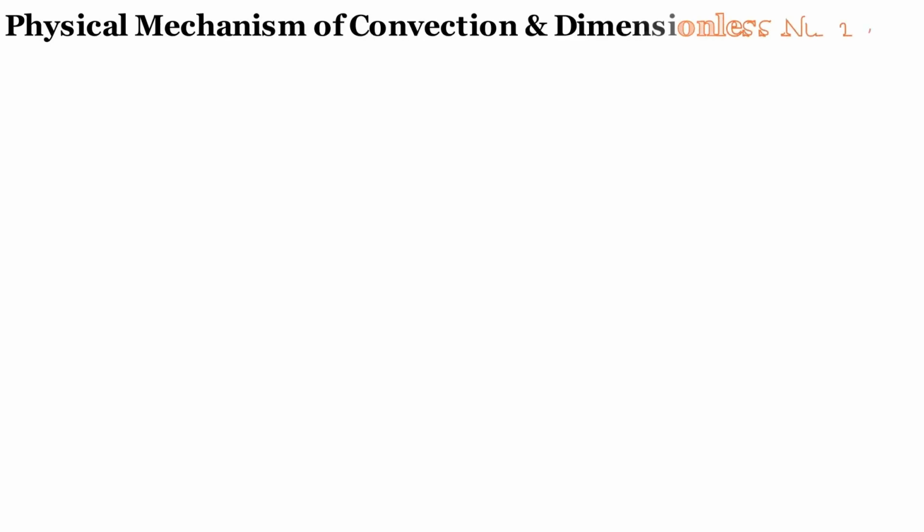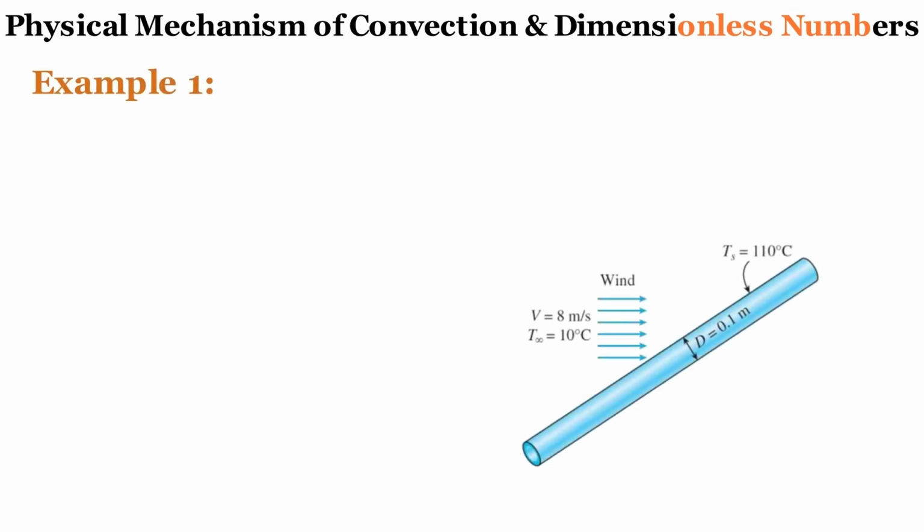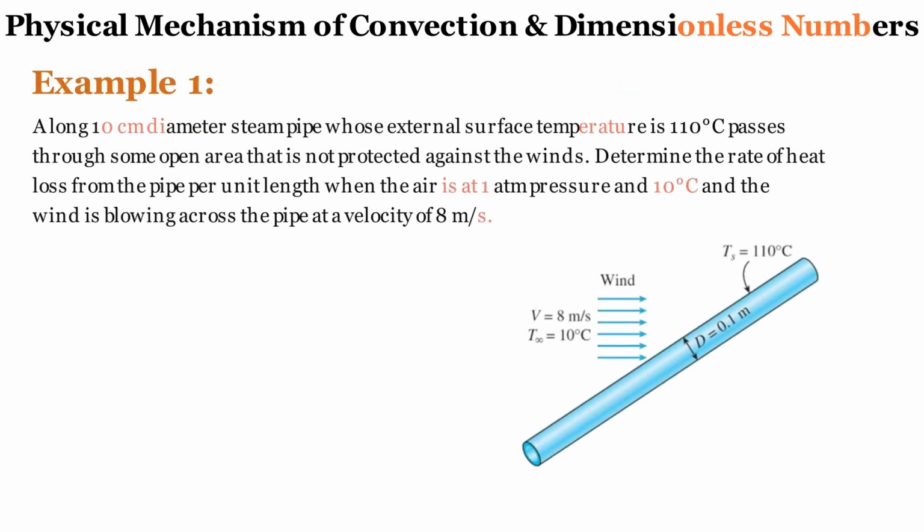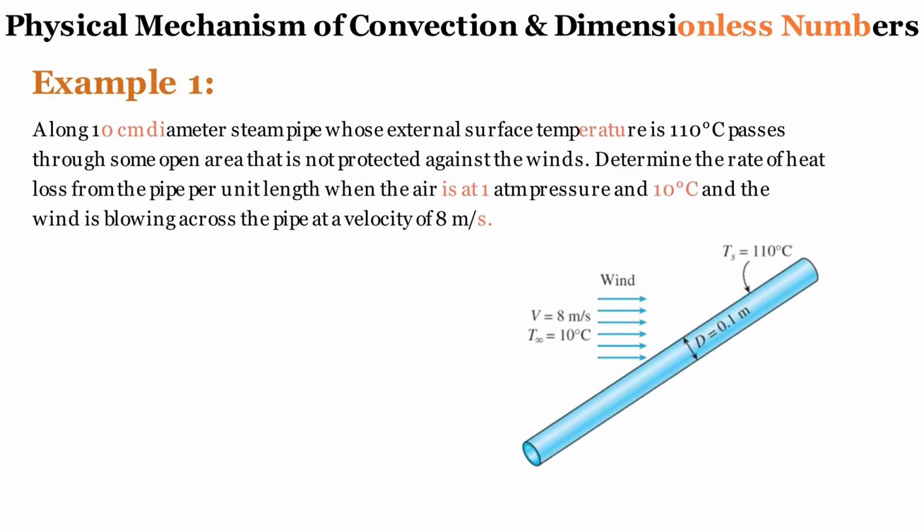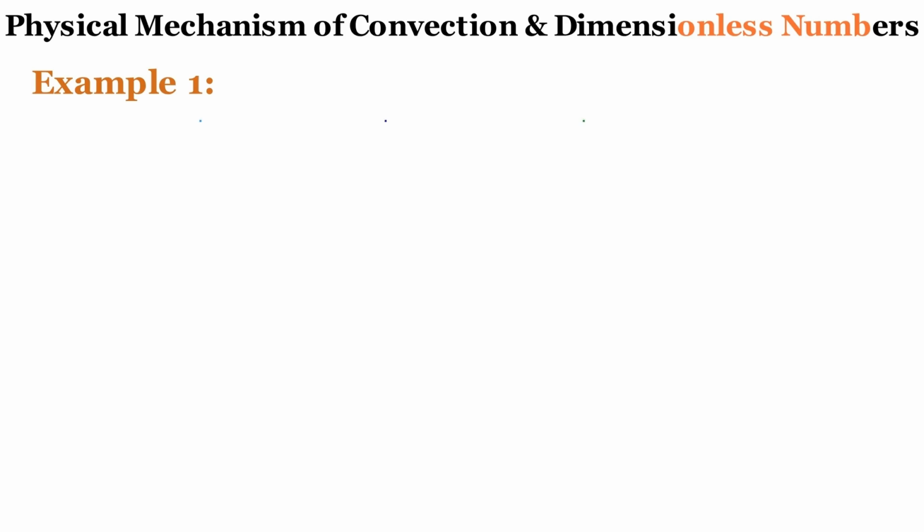Now we'll explore the physical mechanism of convection and dimensionless numbers through practical examples. Let's start with example 1. A long 10-centimeter diameter pipe whose external surface temperature is 110 degrees Celsius passes through some open area that is not protected against the winds. We need to determine the rate of heat loss from the pipe per unit length when the air is at 1 atmosphere pressure and 10 degrees Celsius, and the wind is blowing across the pipe at a velocity of 8 meters per second. Now that we understand the problem, let's organize our solution systematically.